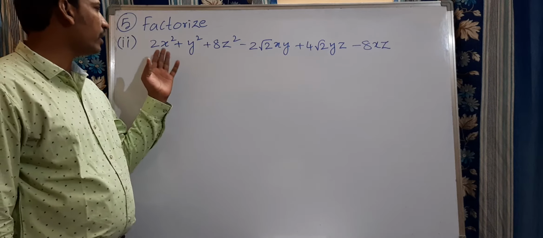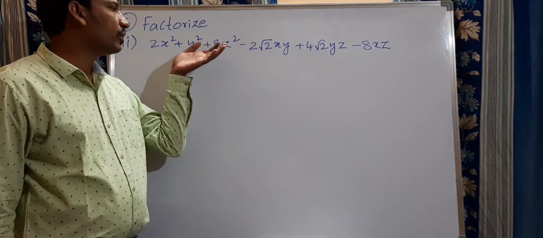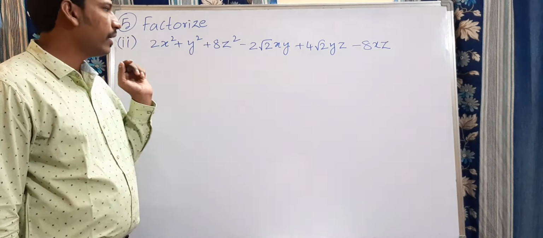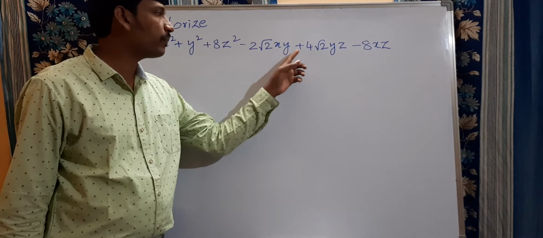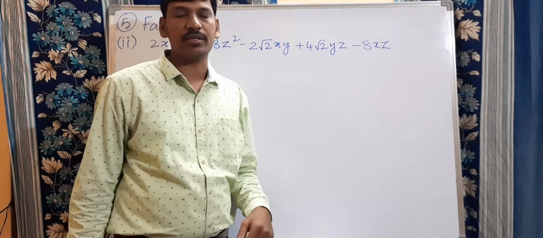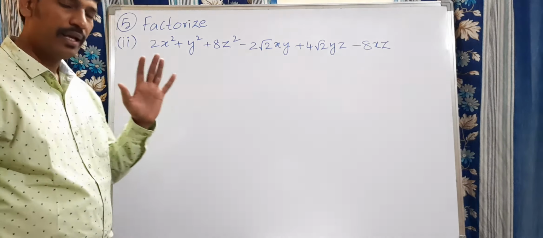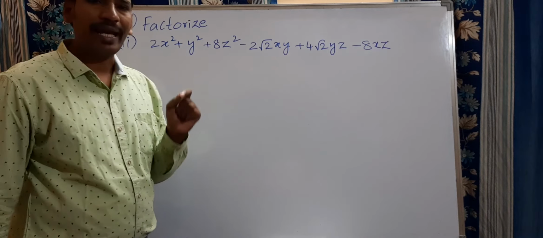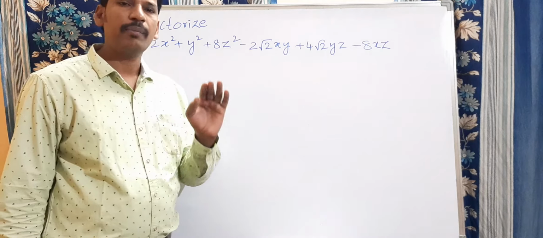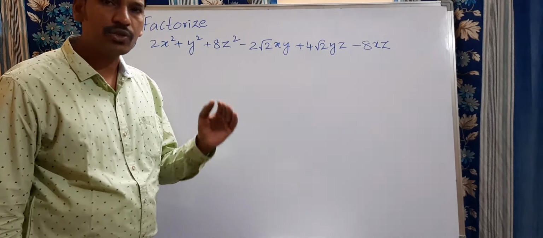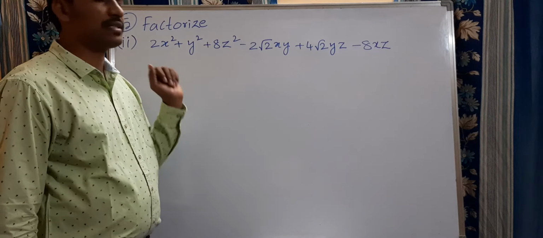Now see this here. By seeing this you will get an idea which identity we are going to use to factorize the given problem. X square term is there, y square term is there, z square term is there, xy term, yz term, as well as xz term also. So there are totally 6 terms. Which identity are we going to use? Yes, that is the fifth identity: x plus y plus z whole square is equal to x square plus y square plus z square plus 2xy plus 2yz plus 2xz. That identity we are going to apply here to factorize the given problem.